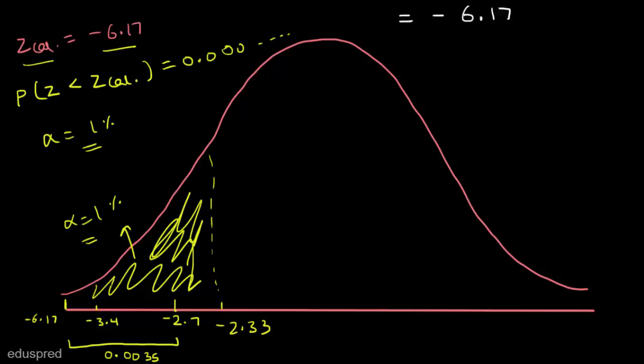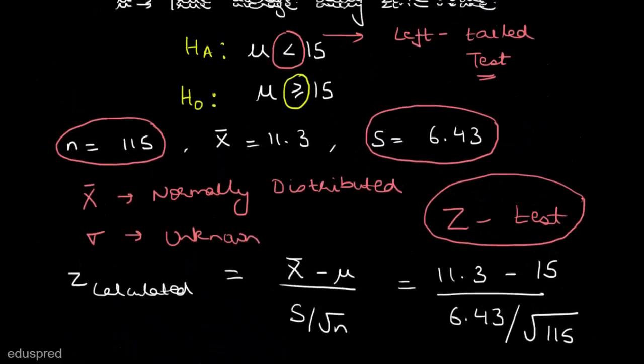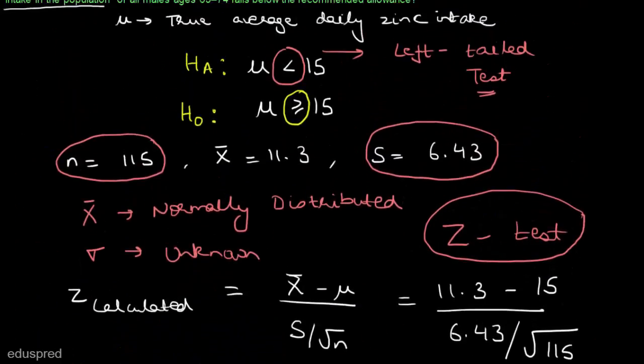So the conclusion is that in this case, we reject the null hypothesis. That means we reject the null hypothesis that mu is greater than or equal to 15. So this means that the true average daily zinc intake is indeed less than 15. And this is all for this question.